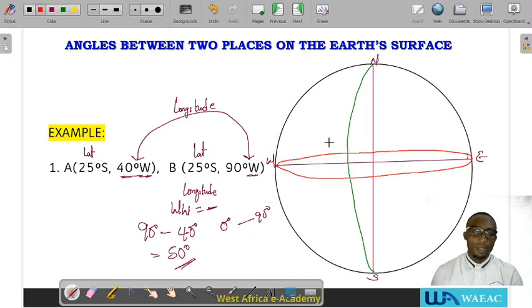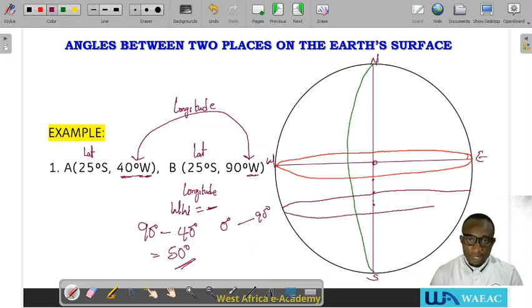After that, we can now answer the question. The question says 25 degrees south. So look at our south here. 25 degrees south from 0, 10, 20, 30. So 25 will be around there. Let's just draw our small circle around there. Please, it's a sketch. It's not according to scale. Because of that, I'm going to label this 25 degrees south. On point B it is the same 25, so there is no difference there.